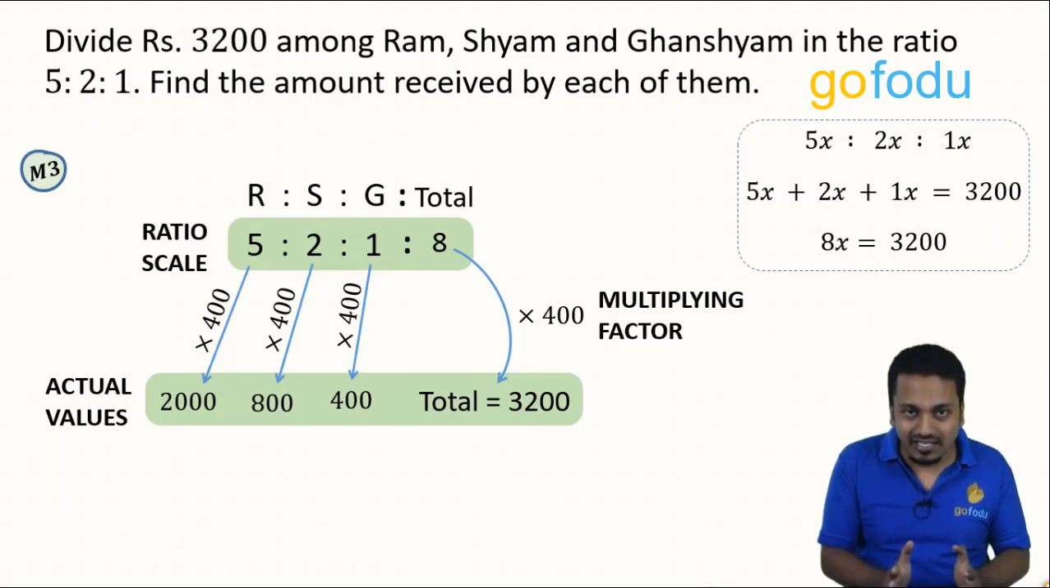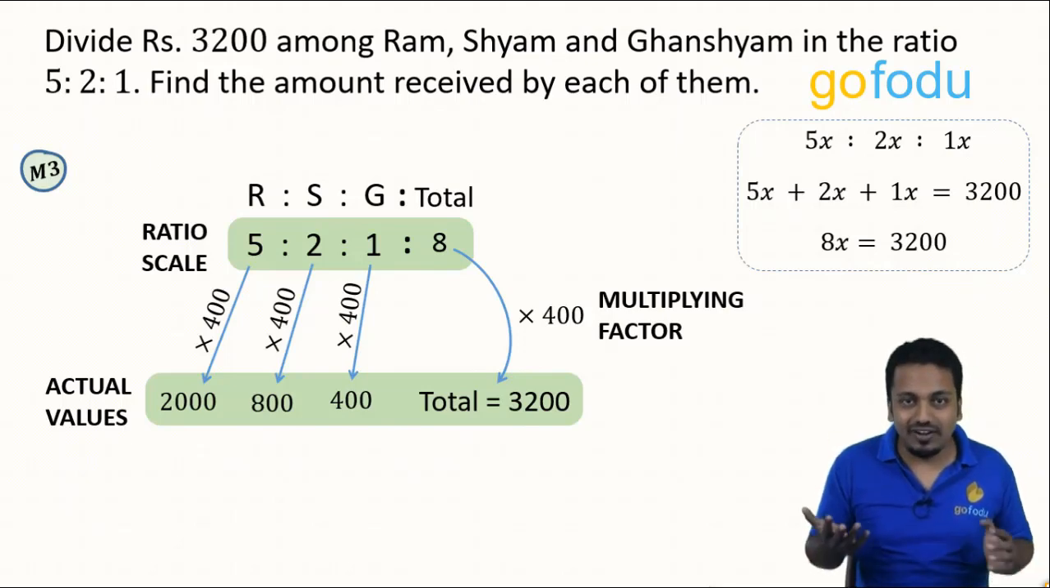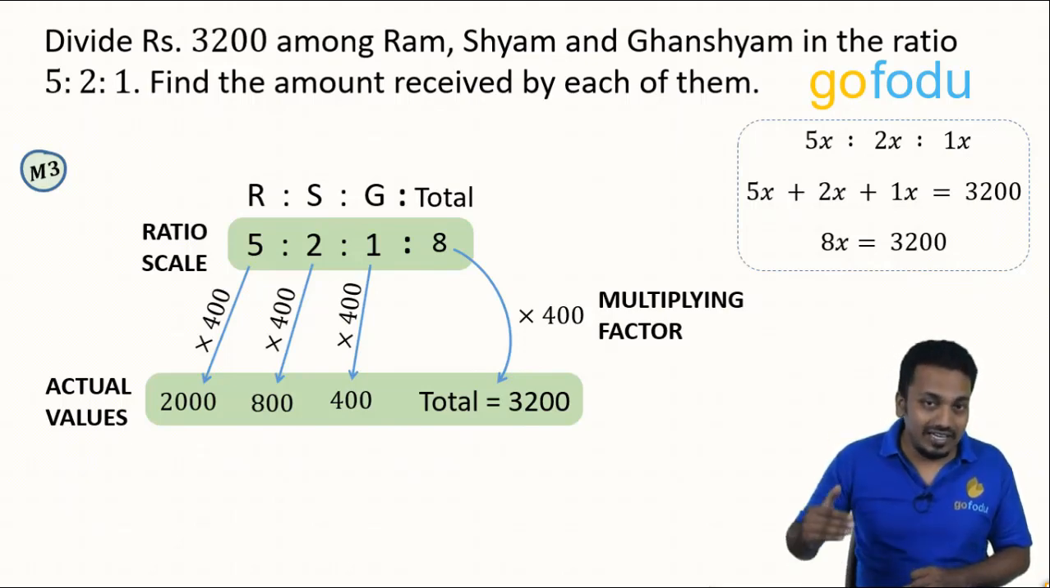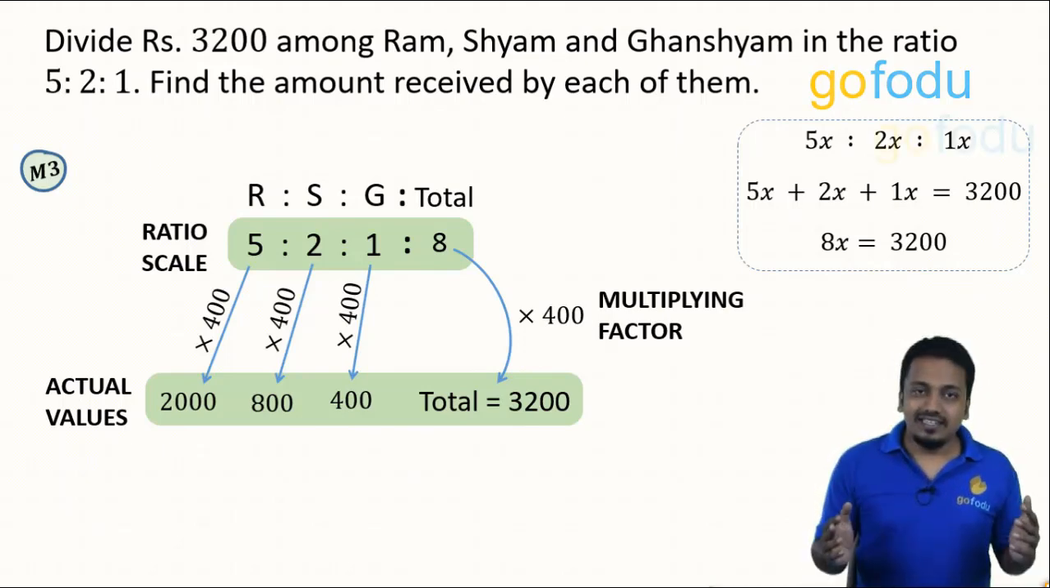Everything is same as the previous method only. Earlier we wrote the equation to get the multiplying factor x, and here we did the same thing without actually writing the equation. Take another question.